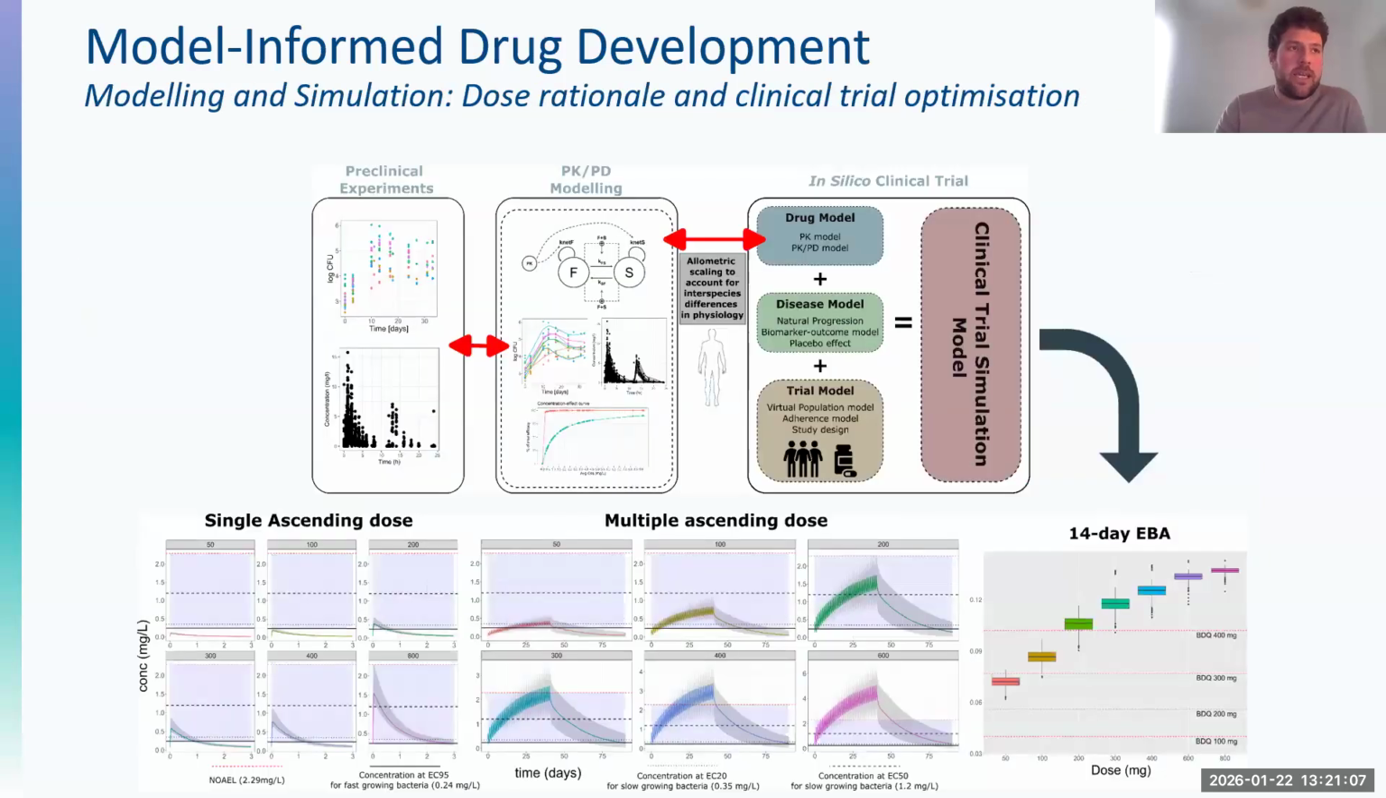And to conclude, how can we do that at the end? We can apply simulation, applying what-if scenarios in order to try to predict clinical endpoints and clinical outcomes, simulating phase 1, EBA studies, or multiple ascending dosing scenarios.